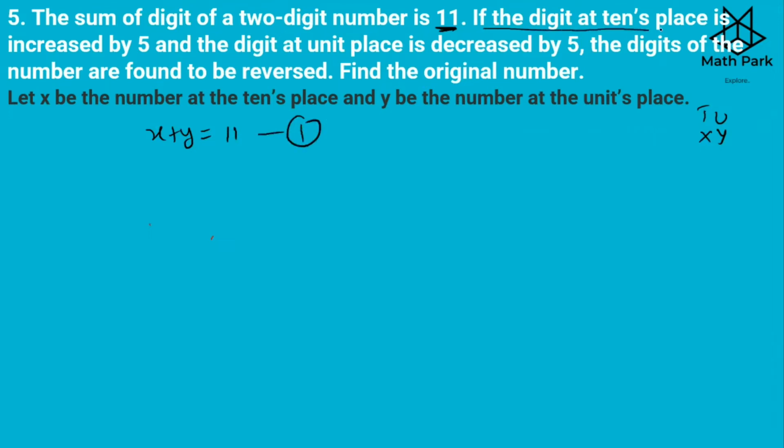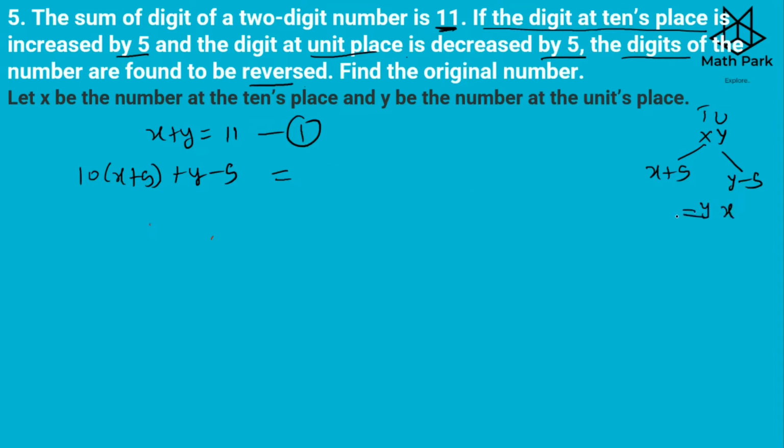If the digit at the tens place is increased by 5, so this becomes x plus 5, and the digit at the units place is decreased by 5, so this becomes y minus 5, then the digits of the number are found to be reversed. That means the number found when I increase the tens digit by 5 is 10 in bracket x plus 5, plus y minus 5. This is the number found when the tens place is increased by 5 and the units place is decreased by 5. And then the digits get reversed. That means y comes here and x goes here.